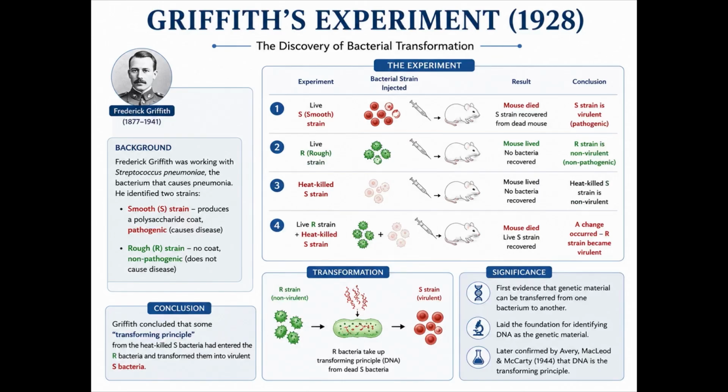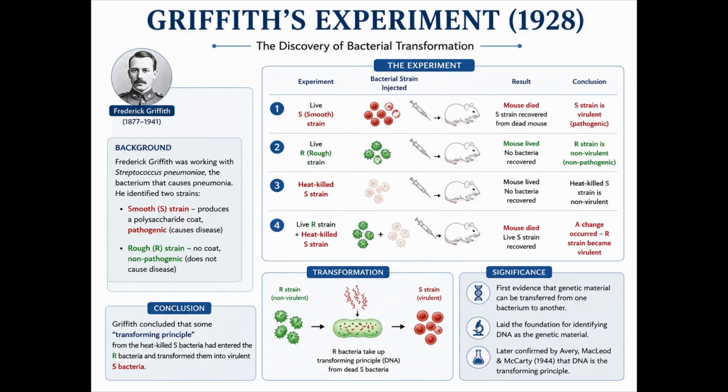He conducted 4 experiments, in which the first one was with the smooth strain he injected into the mice, and the mouse died. And the S strain was discovered from the dead mouse. So it was concluded that S strain is virulent or pathogenic. And in the second experiment, he used the rough strain and injected into the mice, and the mouse lived. And the R strain is concluded as non-virulent.